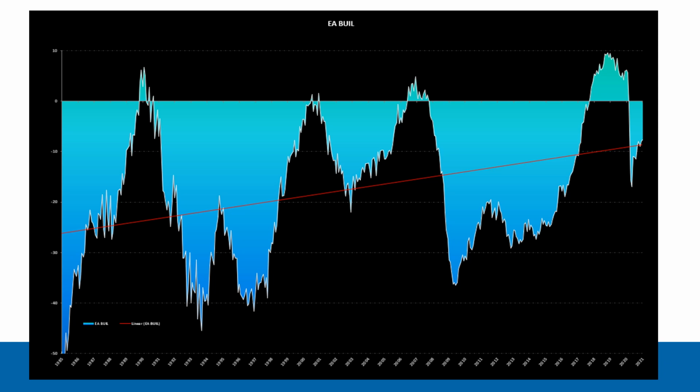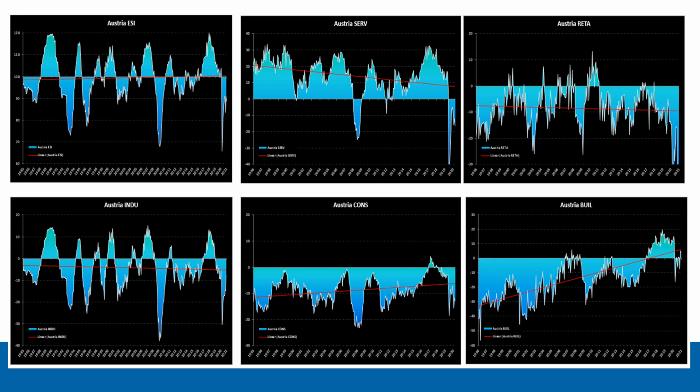Now, if you recall, each country within the Eurozone, and even for the European Union data, each country has its own ESI and also reports its own 5 components.